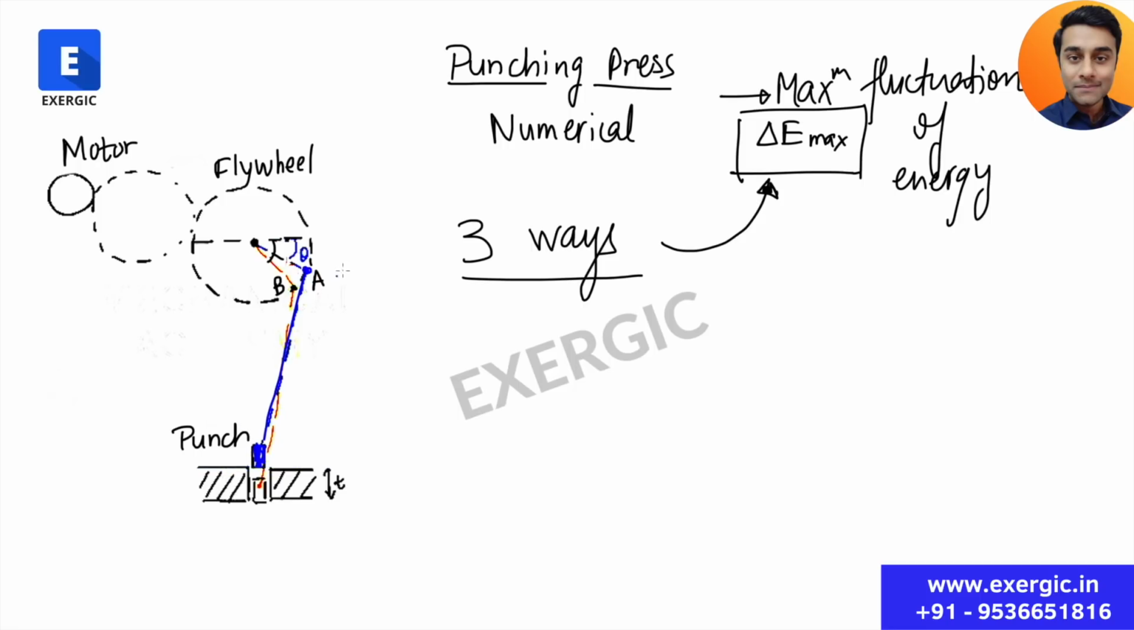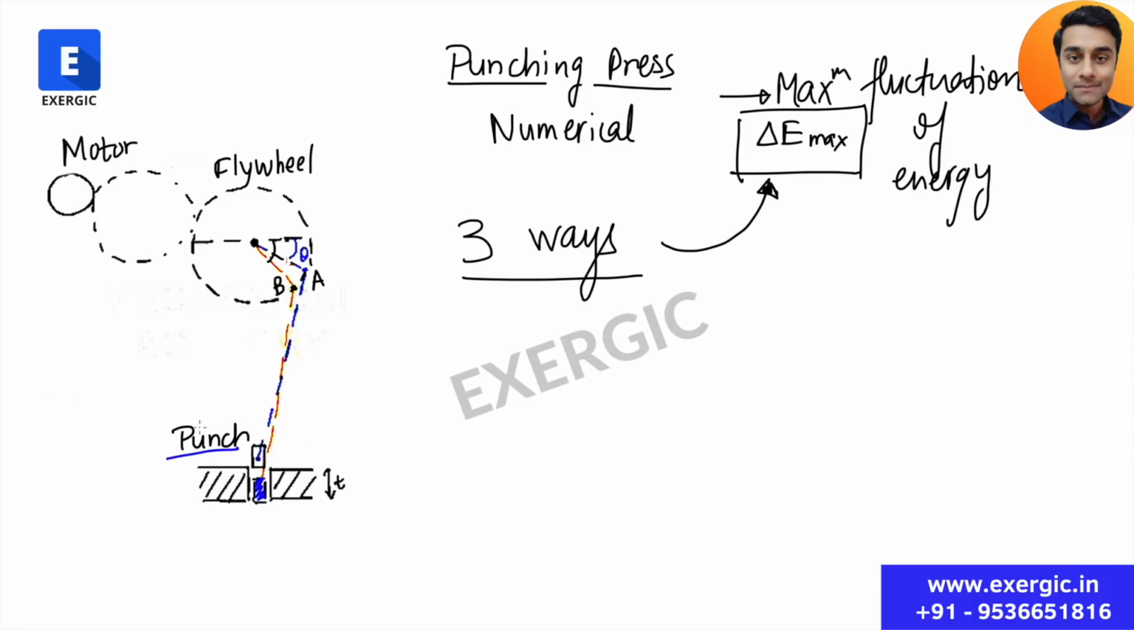Okay, and as it keeps on moving, it reaches point B, right? The point B is making an angle theta 2. The point A was making an angle theta 1 from the horizontal, and point B is making an angle theta 2 from the horizontal. And when this crank or the flywheel reaches B, then the cutting tool finishes the operation of cutting.